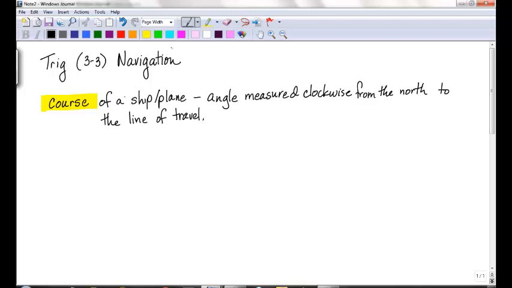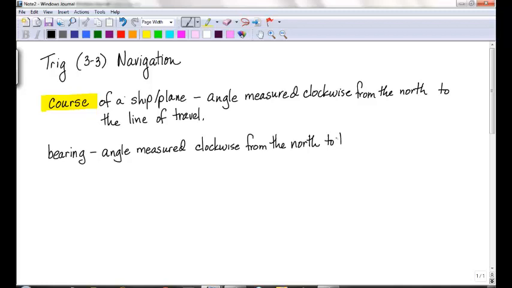Okay, another key word in navigation is the bearing. When they ask for the bearing, both of these are angles. The bearing is the angle measured clockwise from the north. They're both measured clockwise from the north, but the bearing is to the line of sight.